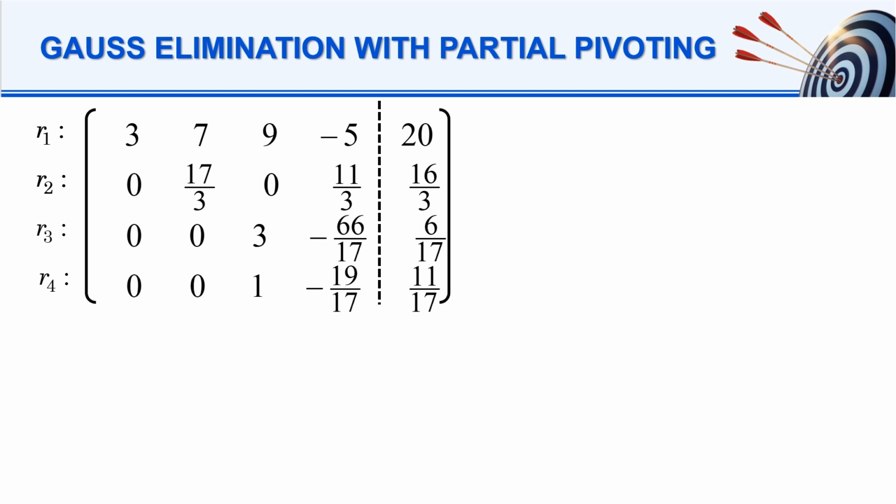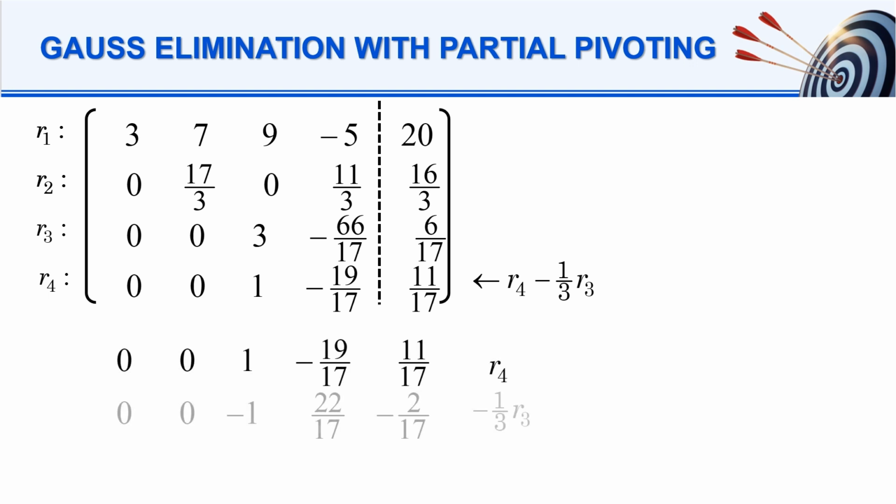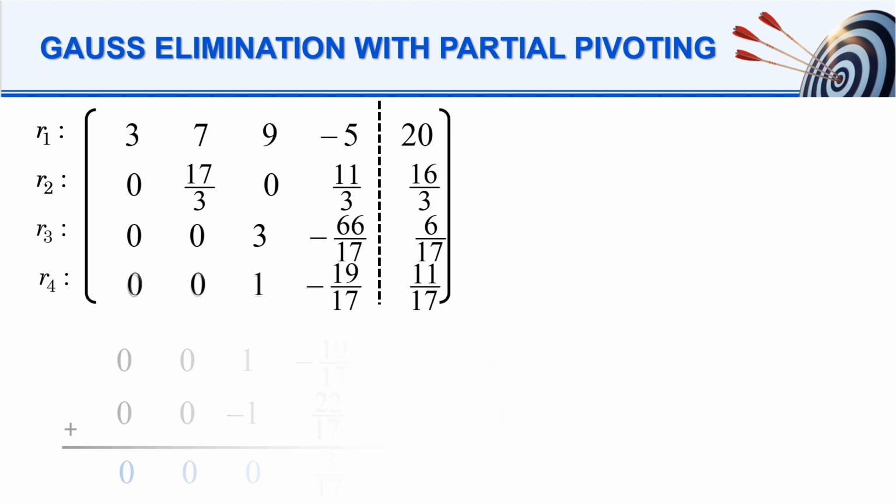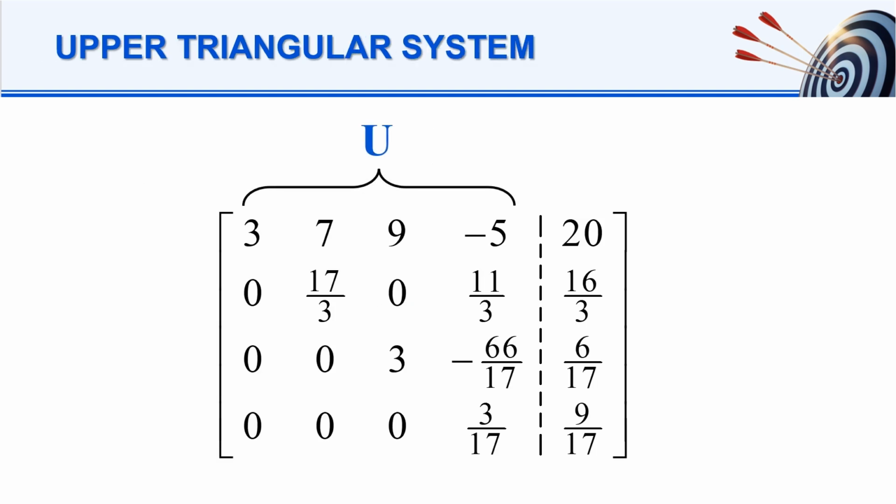Next, to zero out the element in row 4, we multiply row 3 by minus 1 over 3 and add it to row 4. The resulting row replaces row 4. This also marks the end of the third pass as well as the forward elimination procedure. The result is an upper triangular system of linear equations.